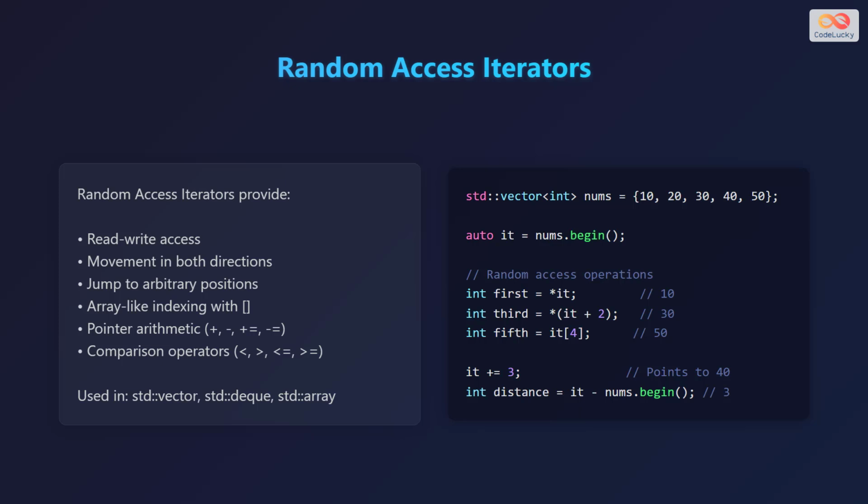We can access the first element using the dereference operator, retrieve the third element by adding 2 to the iterator and then dereferencing it, and access the fifth element using array-like indexing with the iterator at index 4. We can also move the iterator forward by 3 positions using the plus equals operator, making it point to the element with the value 40. Finally, we can calculate the distance between the current iterator and the beginning of the vector by subtracting the begin iterator from it, which gives us the index of the current element.